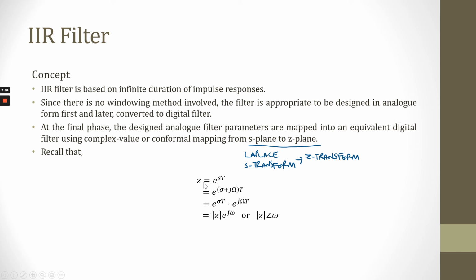Recall that z is equal to e^(sT), where s is equal to sigma plus j omega. This function is actually equal to the multiplication of e^(sigma T) with e^(j omega T), and in terms of the Z transform, this is equal to the magnitude of z multiplied by e^(j omega), or in polar form, the magnitude of z and the phase of omega.